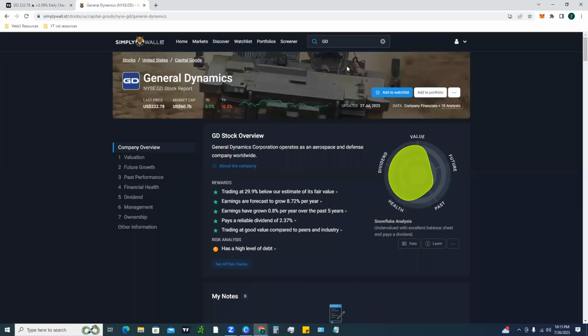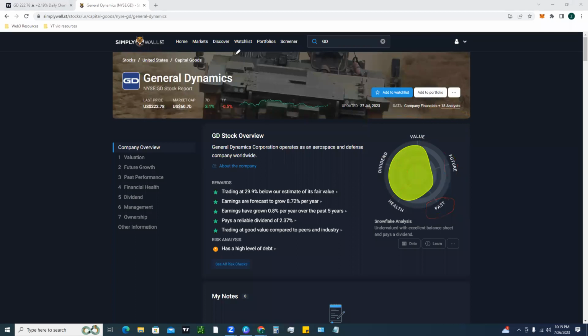When you look at the snowflake analysis right here, you can see that from a value perspective, a dividend, and its financial health, it does look very good and promising. And two of the areas where it's lacking are going to be future growth and past performance.